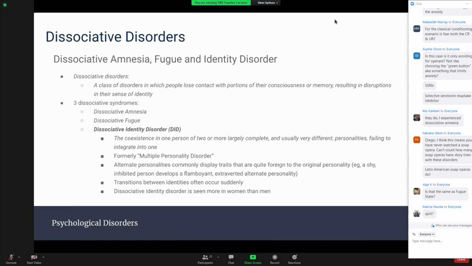These alternate personalities are all really different from the original personality. So that's something to keep in mind. And the transitions between them happen very, very suddenly. It's not a gradual transition, but a very sudden one. And dissociative identity disorder is seen more in women than in men.